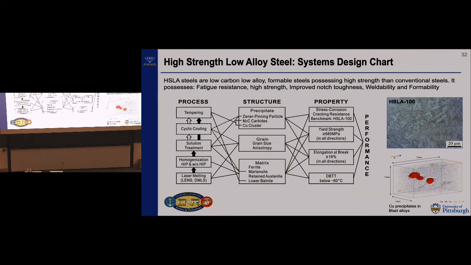Okay, so we have to make sure that all of these properties match. And then we identify the structure, precipitation, and pinning particles. You can think about it: you have a particle there, and it's small enough, low fraction, and once the grain boundary, the grain coarsens, it can pin along the grain boundary, constraining the grain coarsening. And then, like this M2C carbides and copper clusters, you can actually have strengthening effects if you can control the distribution, fraction, and the number density.